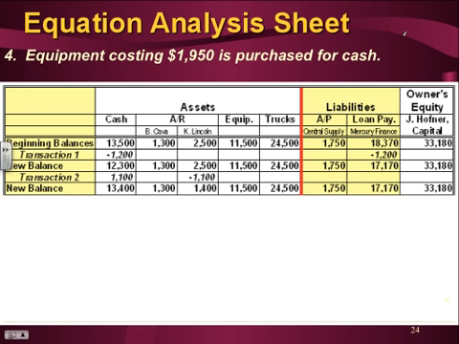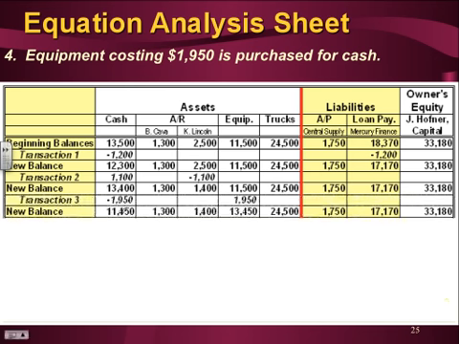Here's another transaction. Equipment costing $1,950 is purchased for cash. So our cash went down $1,950, but our equipment just went up $1,950. See that? So again, to get our new balance, the 13,400 minus the 1,950 equals 11,450. Nothing changed here. Nothing changed here. But our equipment went up. So 11,500 plus the 1,950 goes up to 13,450.